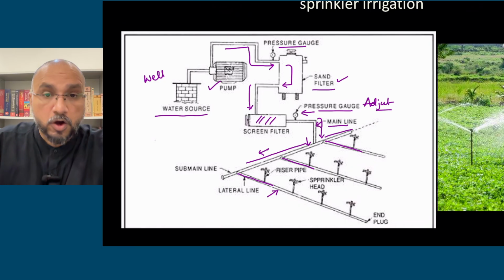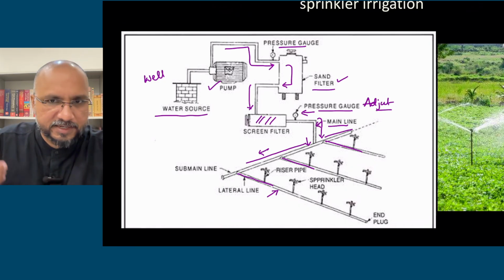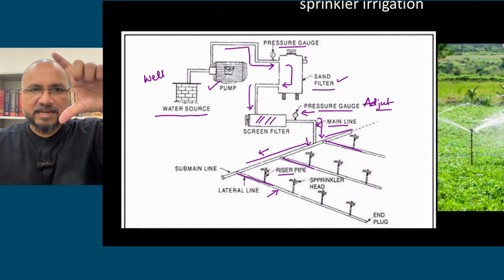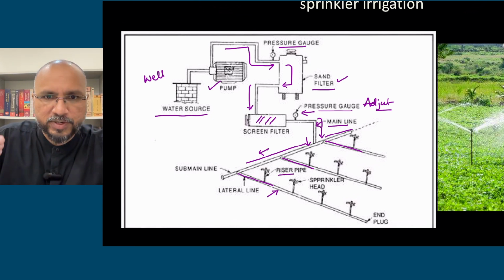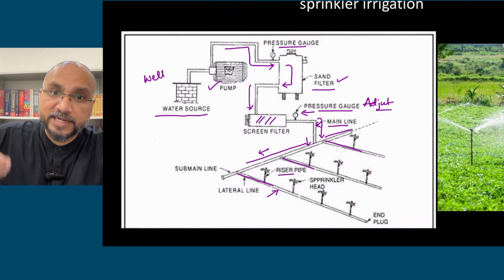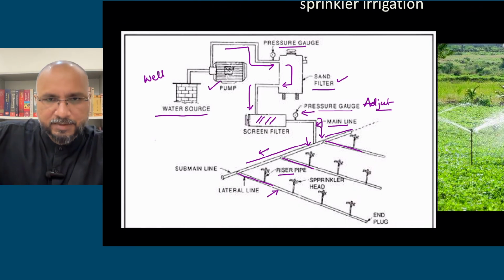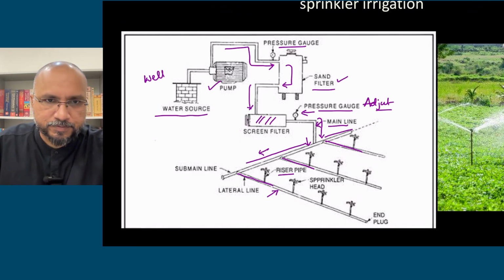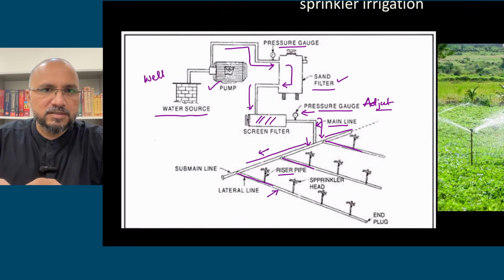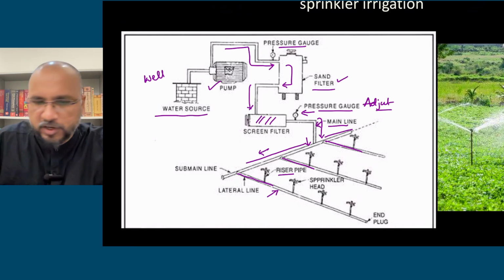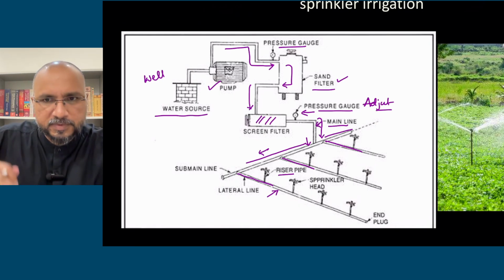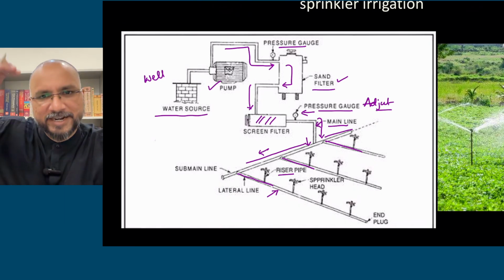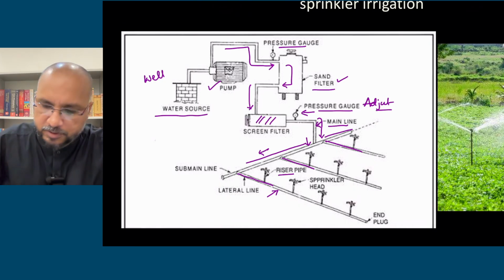These are laterals. On these laterals, at different positions, you have riser pipes. The riser pipes will elevate the nozzle. The sprinkler head has a nozzle inside it. So the riser pipe elevates the sprinkler head so that it will be above the crop height. If it is below the crop, it will not be able to irrigate properly. Water will not be dispersed properly. So the riser pipe should be above the crop height, elevating the sprinkler head above it.